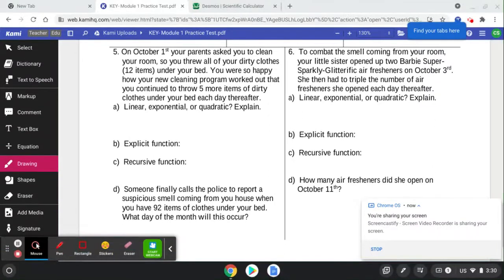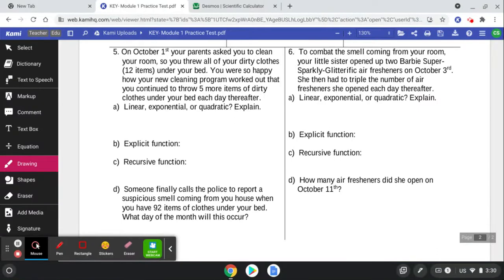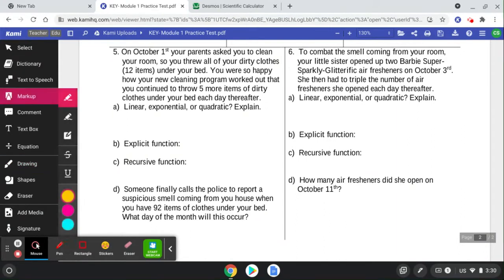All right, let's look at this section here on word problems. These are context-based word problems where you have to come up with which type. Is it linear, exponential, or quadratic? So on October 1st, your parents asked you to clean your room, so you threw all your dirty clothes under your bed. You were so happy how your new cleaning program worked that you continued to throw 5 more items of dirty clothes under the bed each day thereafter.